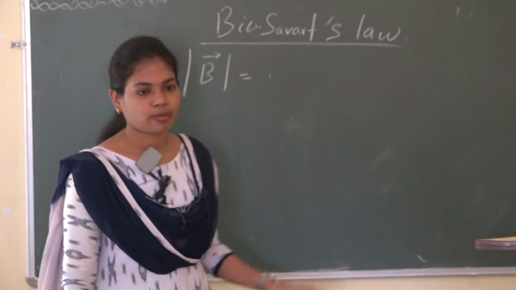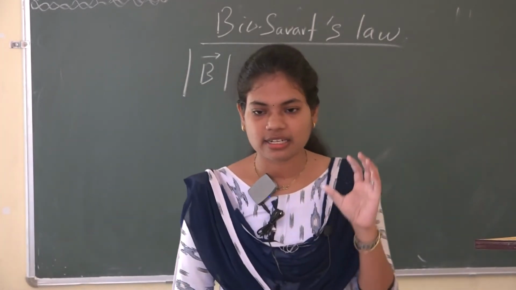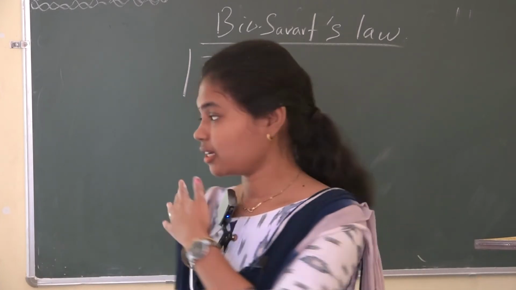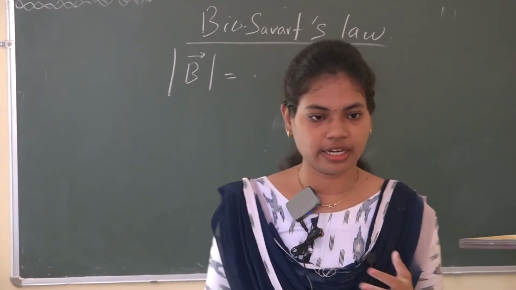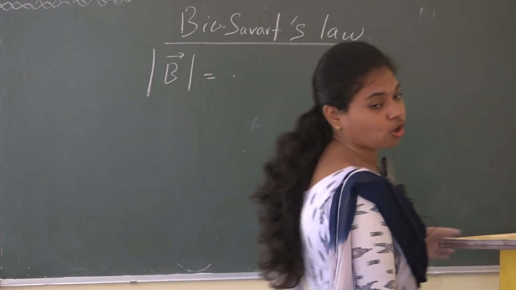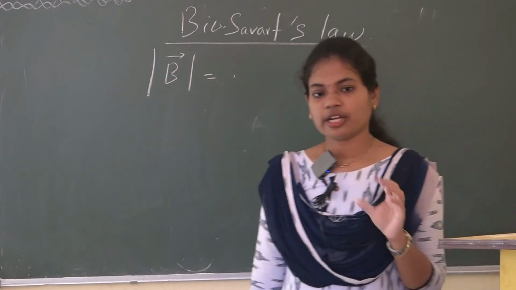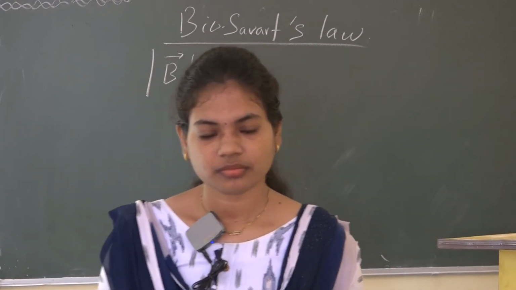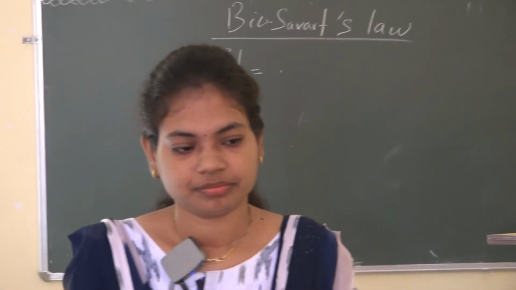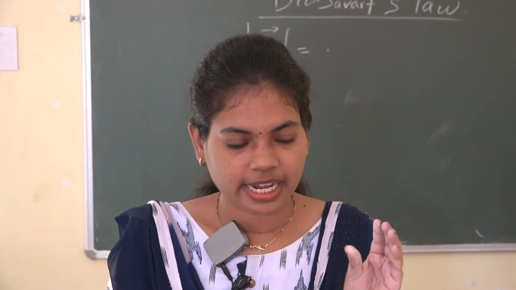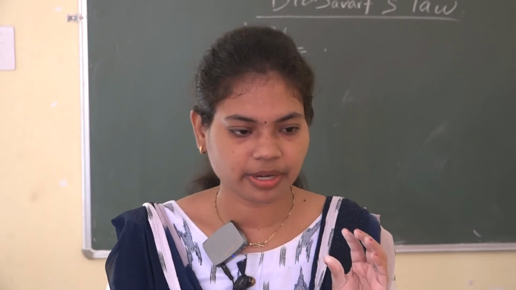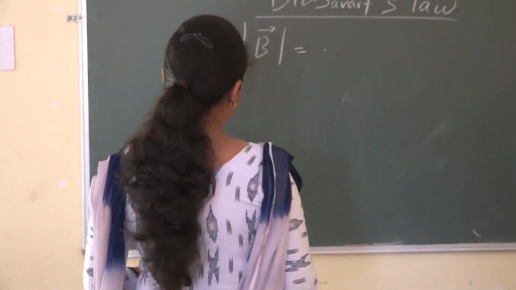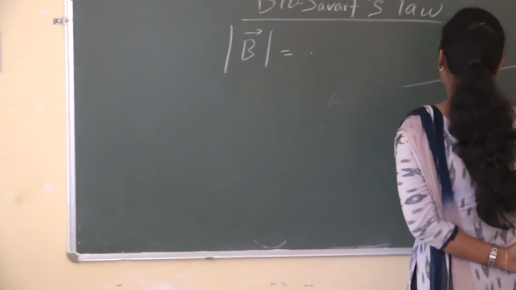Then according to Biot-Savart's law, the magnitude of magnetic field is proportional to the current element. What do you mean by current element? A current element means a small element of a wire that carries current.